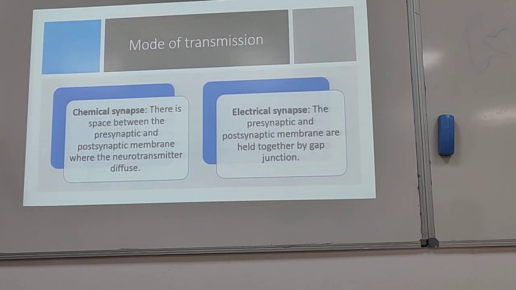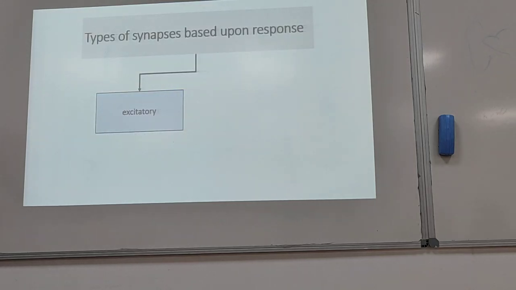But in case of electrical synapse, it is just two neurons which are bound together, and the current can go from one side to the other side in any direction. But these are less in humans. They are more in fish, like the electric fish, the fish which give current. Chemical synapse is our main topic.